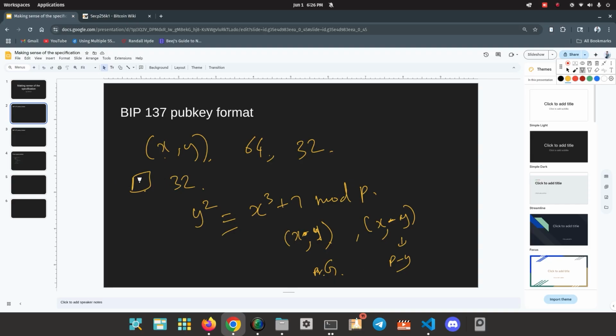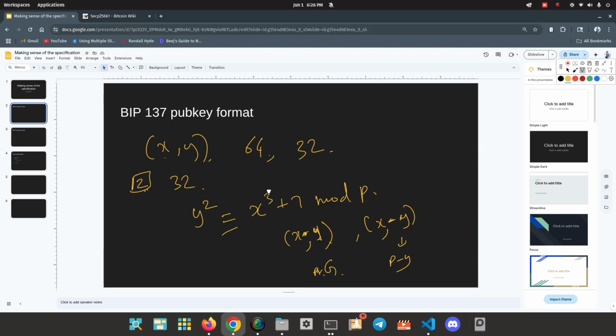So if the leading byte is 2, then we will know that y is an even integer, because since p is odd, if y is even, p minus y will be odd. That's the idea. So if the leading byte is 3, then we can be assured that the y-axis value is an odd integer. So that's the specification laid out in BIP 137.